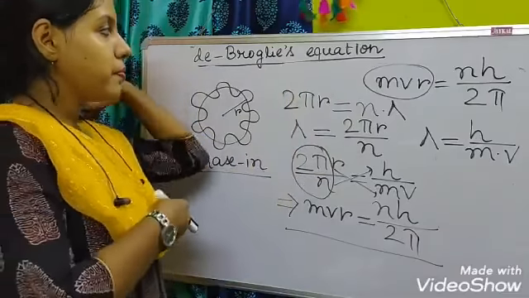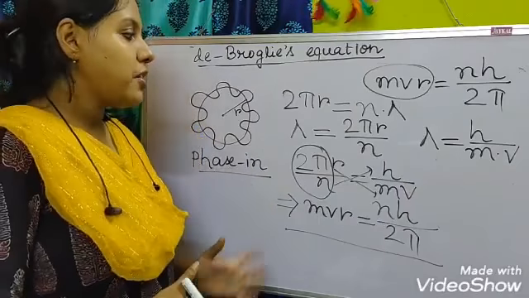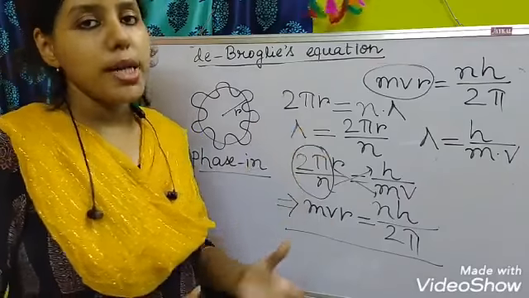Okay, so this is the part. In our next class, we will see different examples that are related to the de Broglie's equation.